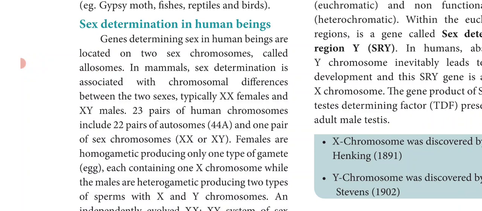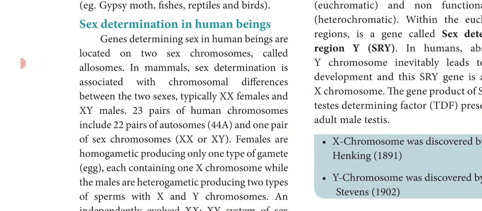In mammals, sex determination is associated with chromosomal differences between the two sexes, typically XX females and XY males. So in the case of mammals, sex determination is associated with the chromosomal differences between the two sexes, that is XX female and XY male.